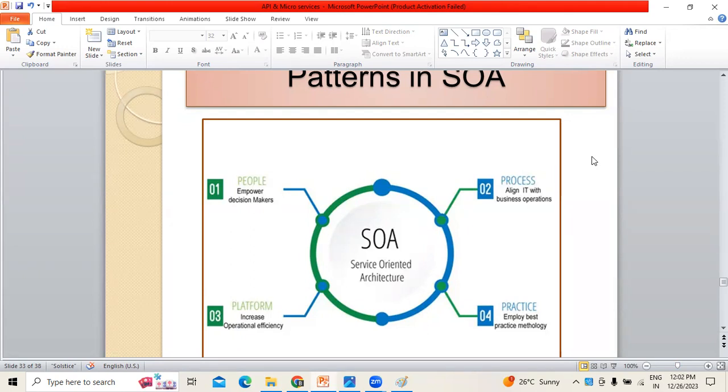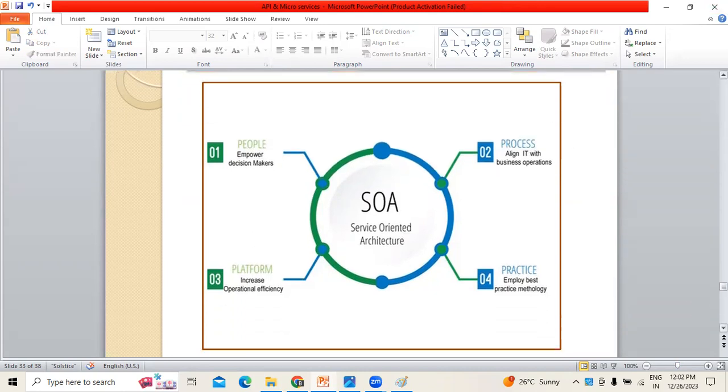So when it comes to the patterns of service-oriented architecture, it's not only about the people, the process, or the platform, but it is also important to understand the practice. What best practice methodologies are we going to follow when working on service-oriented architecture is essentially important whenever we are implementing all this in web services. Clear to you now? Understood?